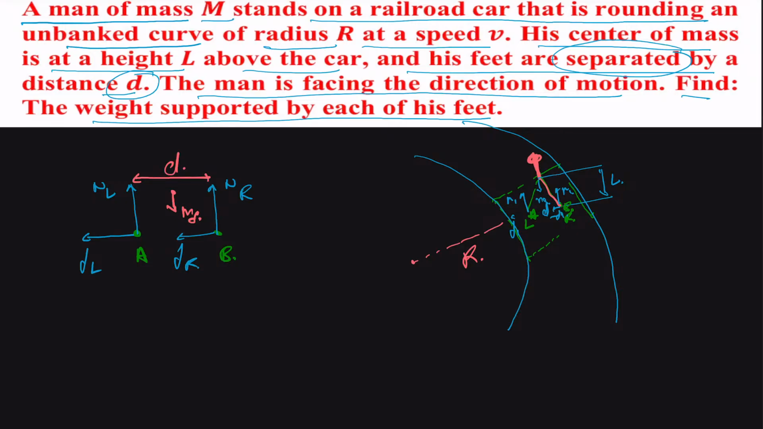So we assume that this center of mass is our origin. So to the left side we are going to have minus d by 2, and on the right side we are going to have plus d by 2, and this is our x-axis.